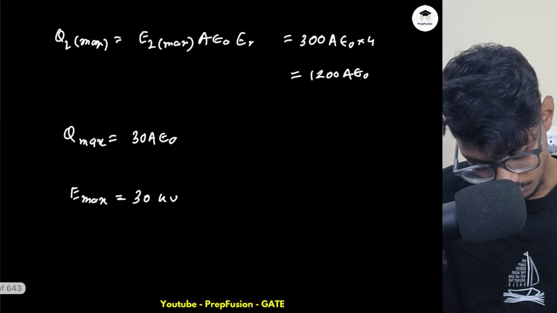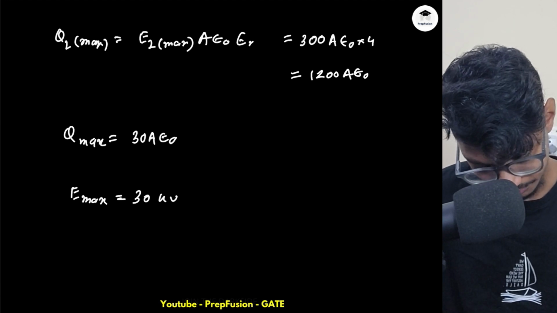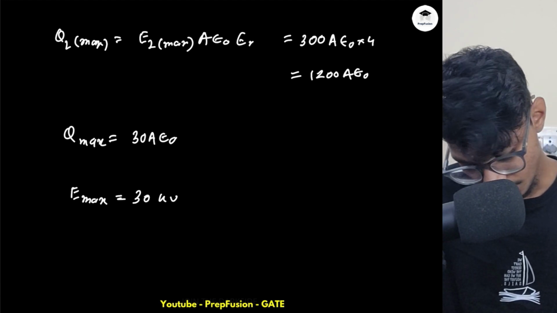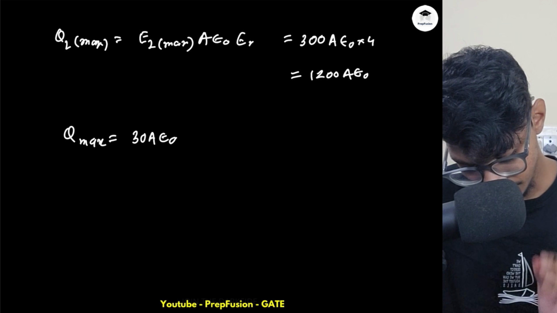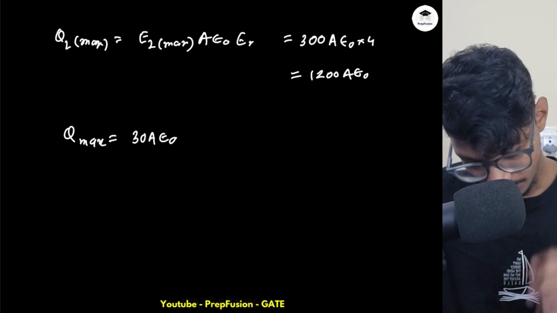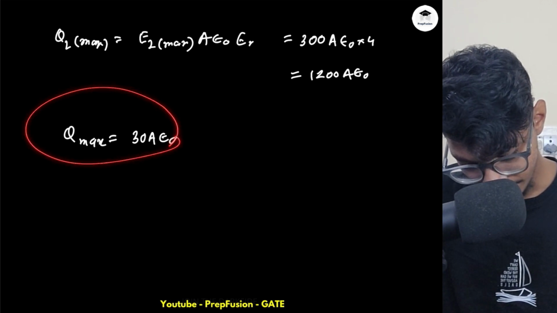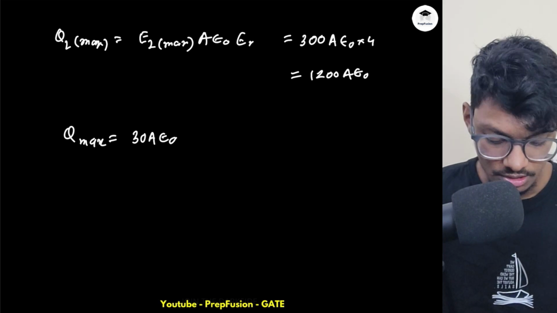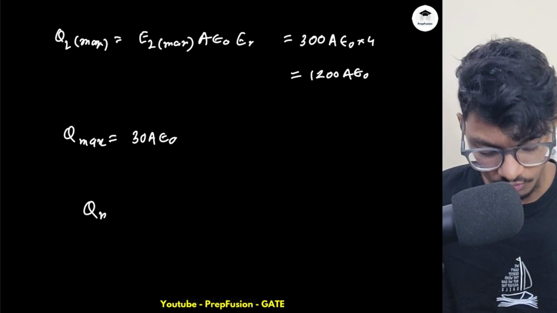Yes. So it will be 30 kilovolt. Okay. Or what you can do is you can simply find out the potential as well. So what you have found out is Q max, right? This is the maximum charge that can pass through. Now I need to find out the potential. So what is Q max equal to?